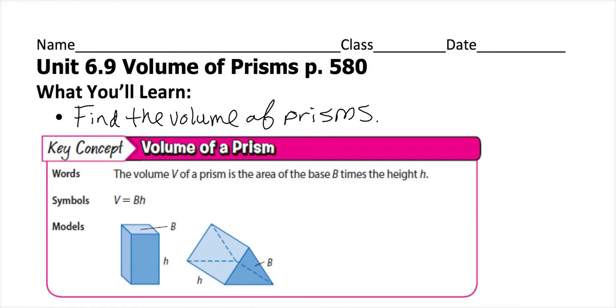All right, let's go ahead and take a look. So when we find the volume of an object, what it means is how many cubes, so how much space is it taking up, all right? So basically what it means is how many cubes would fit inside, okay?